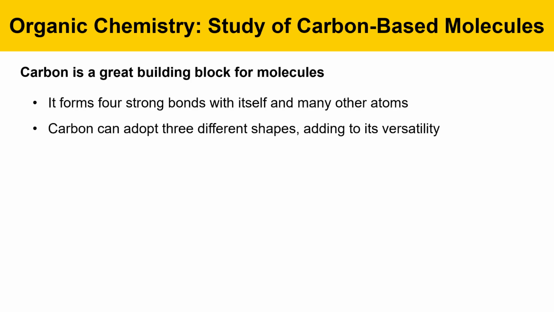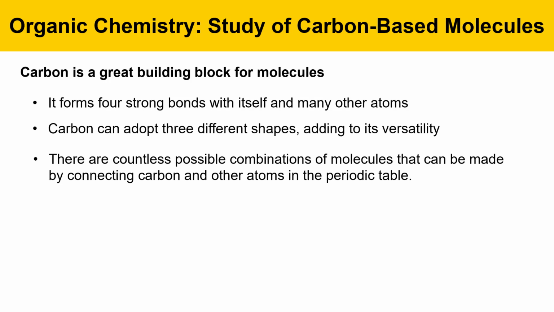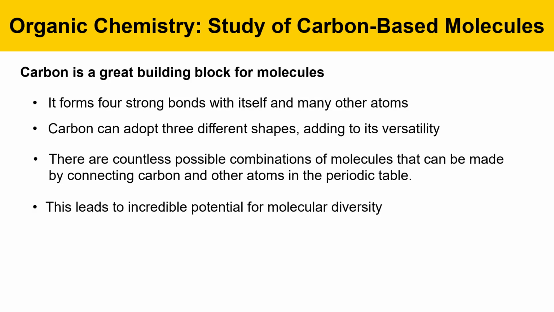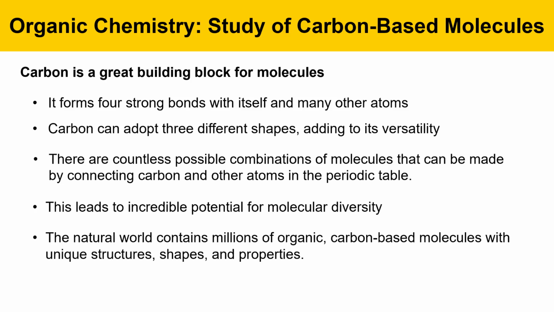Carbon can also adopt 3 different shapes. That adds to its versatility. And that leads to countless different possible combinations for molecules that can be made by connecting carbon and other atoms in the periodic table. This in turn leads to an incredible potential for molecular diversity, and the natural world contains millions of organic carbon-based molecules with unique structures, shapes, and properties.